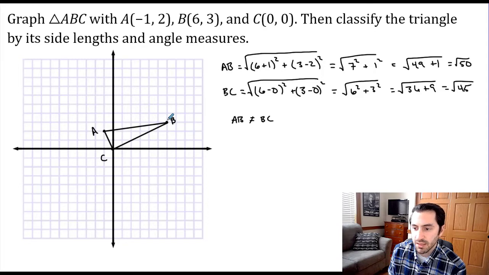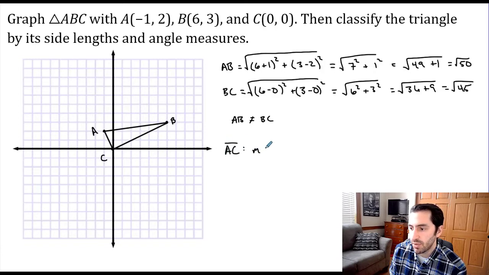But here at angle C, this looks like it might be a right angle, but we need to be able to justify that. So we can do that by taking a look at the slopes of the two segments. If the slopes are opposite reciprocals, then they're perpendicular, which means we do have that right angle. So let's take a look at the slope of AC.